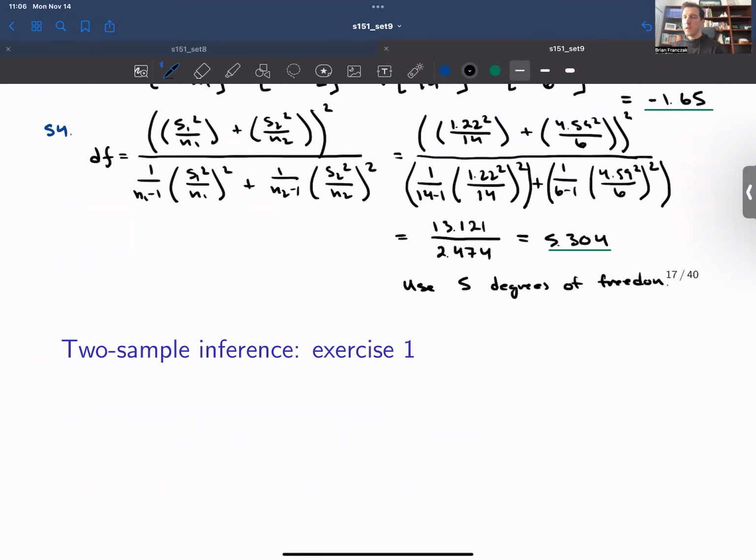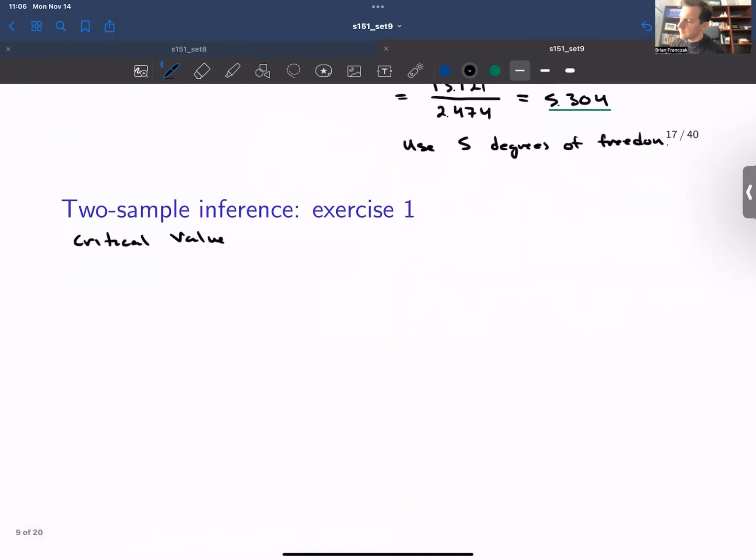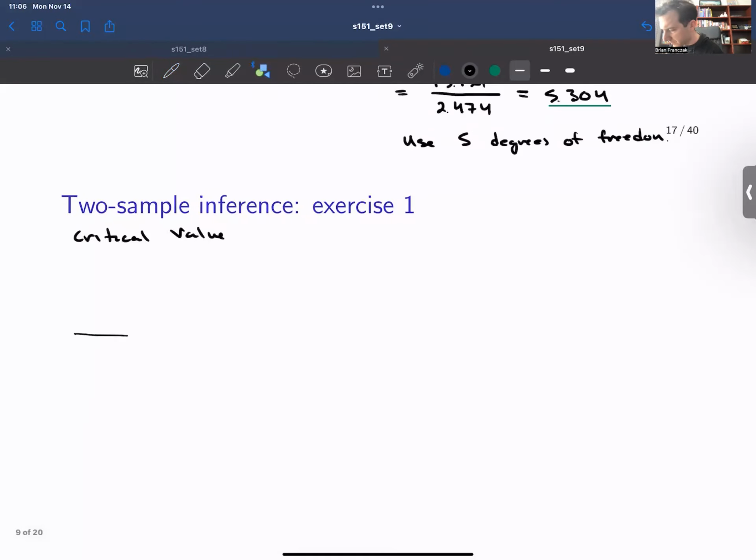And we always round down with degree of freedom. So even if this value is 5.87, we would still use 5. Okay, so we always round down with our degree of freedom. And now we can start the critical value and p-value approaches. And these will work in the same way that we saw before with our one sample tests.